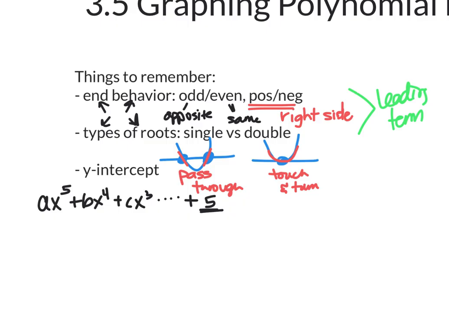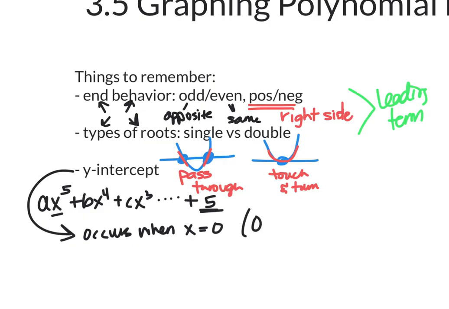Well, y-intercepts occur when x is 0. And that should make sense, because if I plugged 0 in for all of these, all those terms would become 0, and I would just be left with the constant term. Also, if I plot the point (0, 5), that's going to end up on the y-axis. So the thing that we need to remember today is that y-intercepts, and this needs to be clearly stated in your notes, occur when x equals 0. So we're going to use that as we're graphing today.